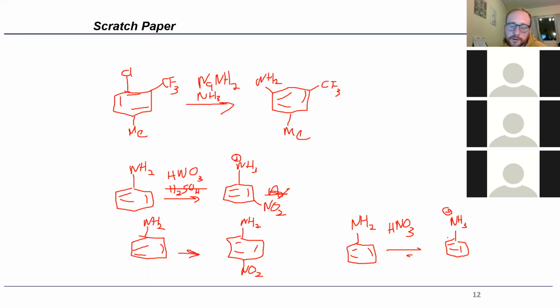There's still a small amount of this species present. This reacts very fast in the nitration reaction. This reacts very slow in the nitration reaction. And so the available amount of this unprotonated aniline will react much faster and give you the ortho-para substituted product. And so that's the reason. But if you include sulfuric acid, the equilibrium lies so far on the side to the right that you only see meta substitution.